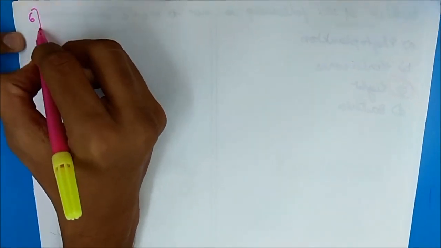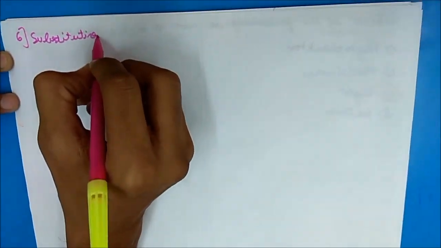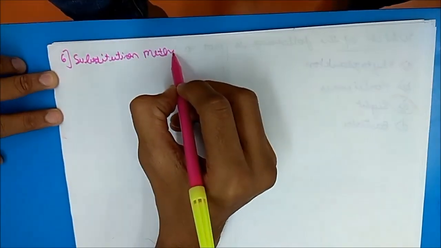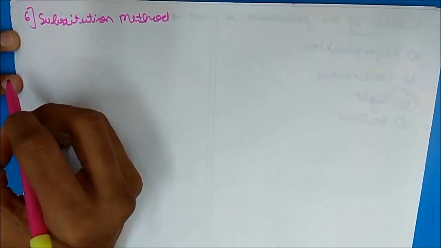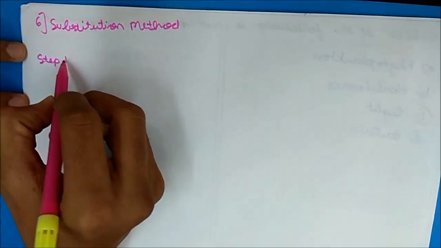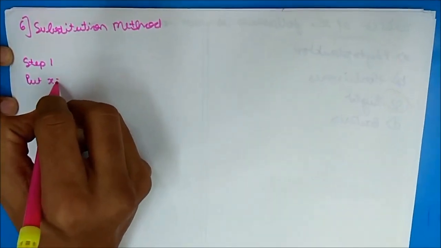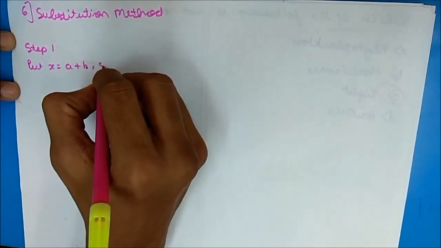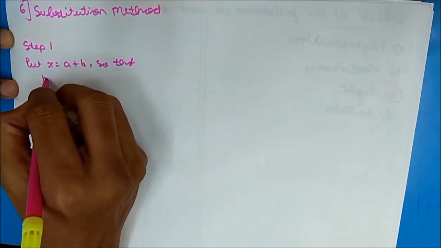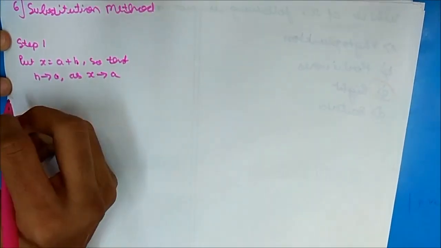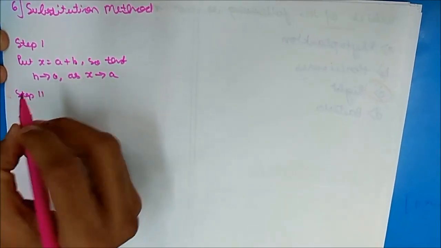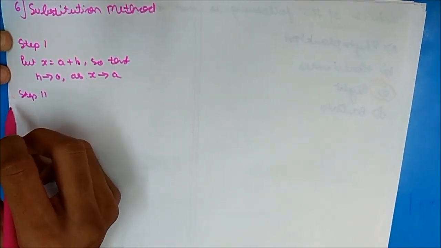We will now do the sixth method, that is the substitution method. For evaluating a limit of a function of x which assumes the form 0 upon 0 as x tends to a. So step 1, put x is equal to a plus h so that h tends to 0 as x tends to a. Step 2, simplify the numerator and denominator of the fraction.